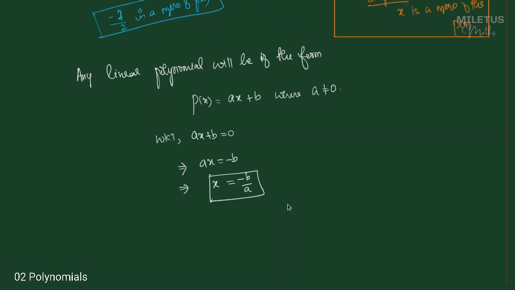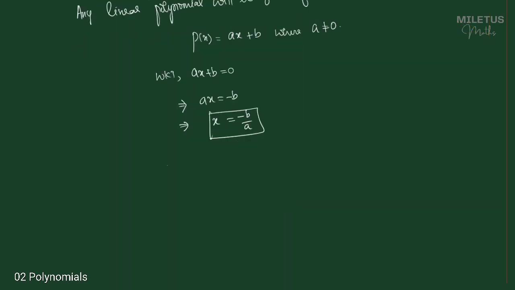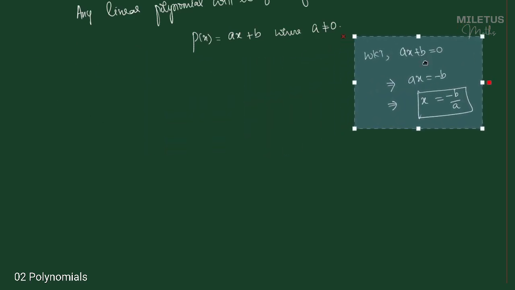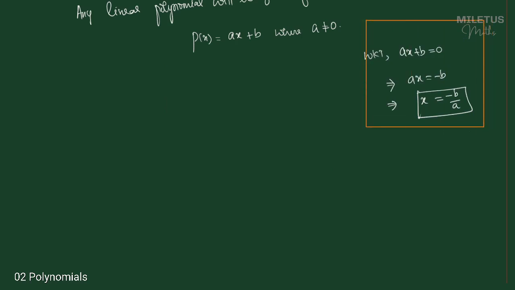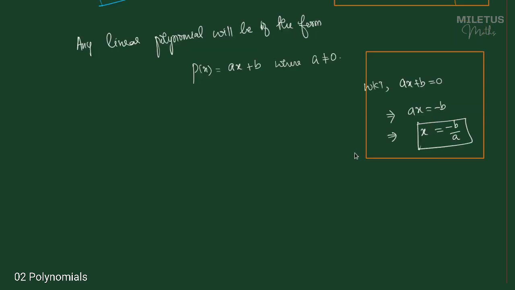And what does that say? That says any linear polynomial I can actually push to this side, and then simply put some box over here and keep it, because this is something that we have found from our own knowledge.